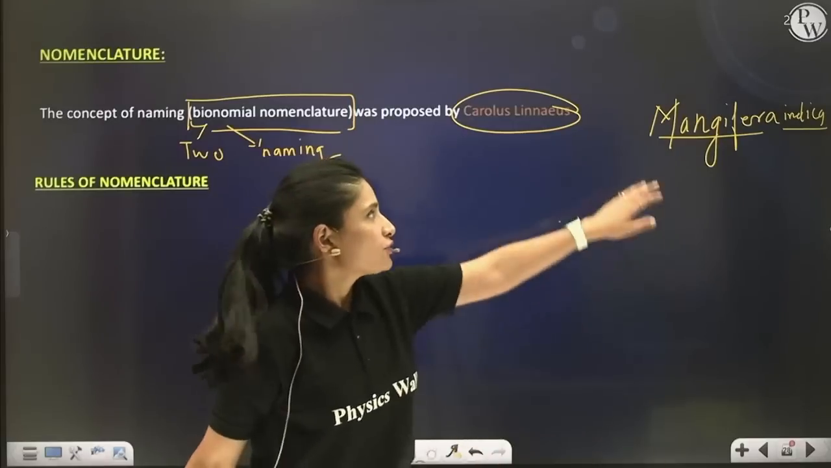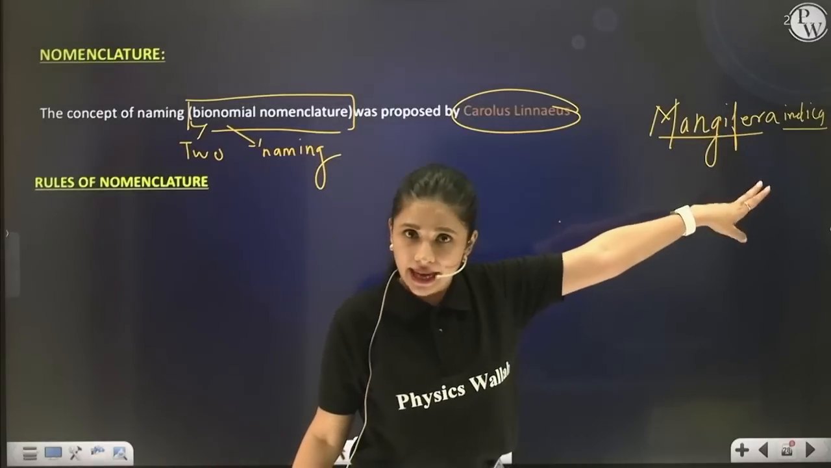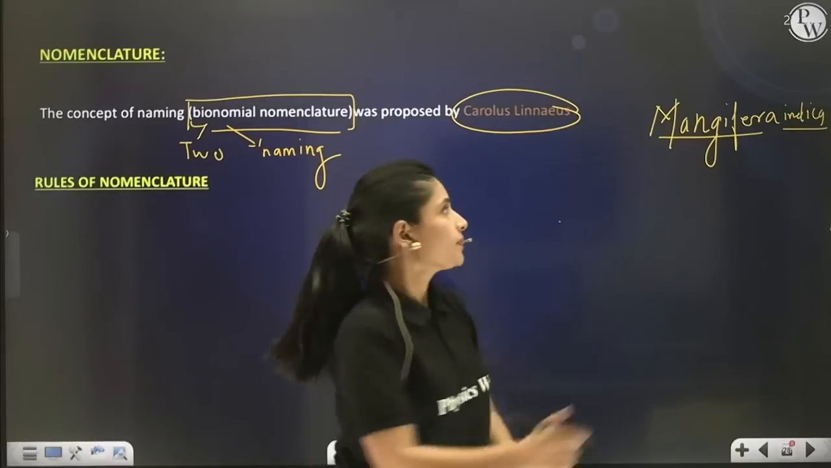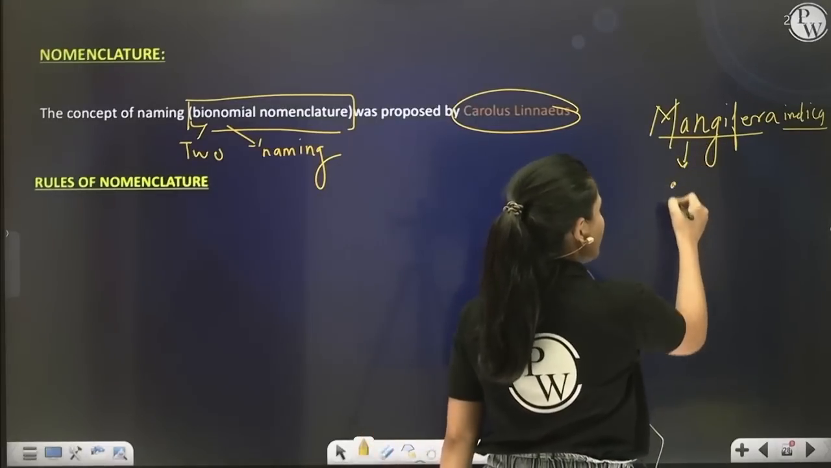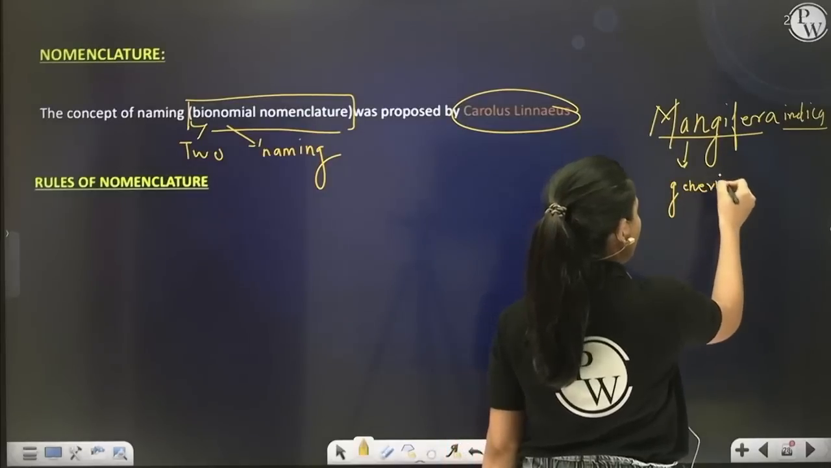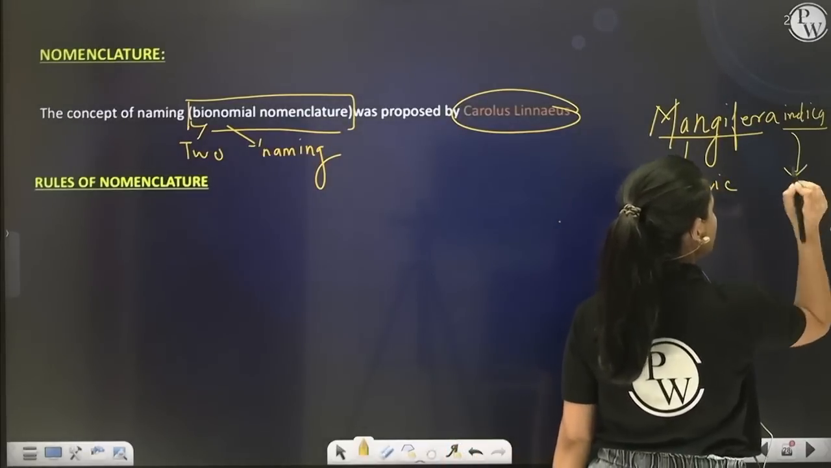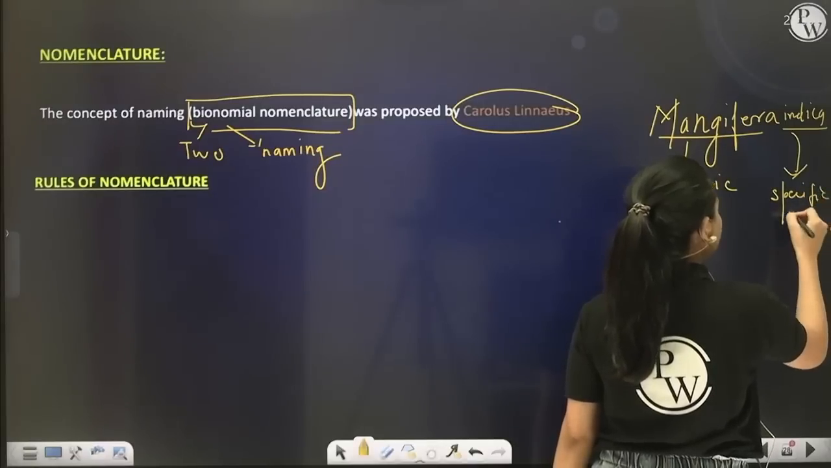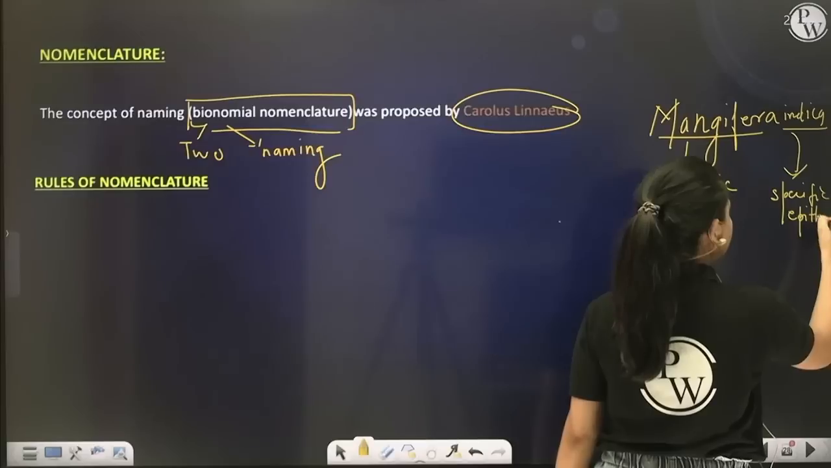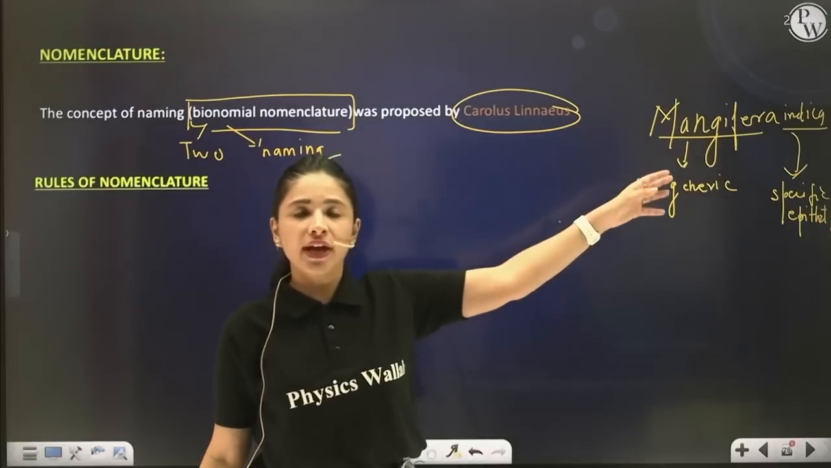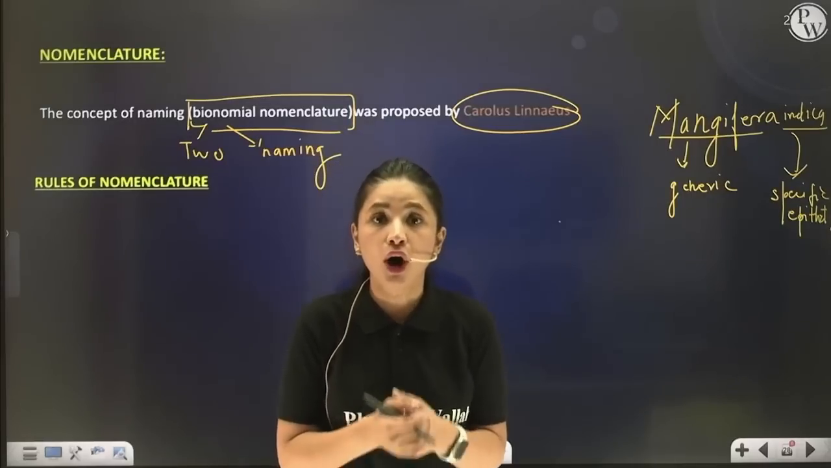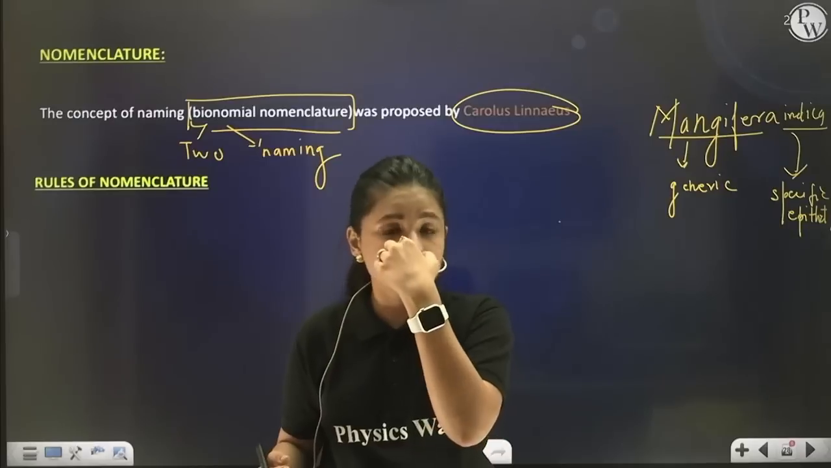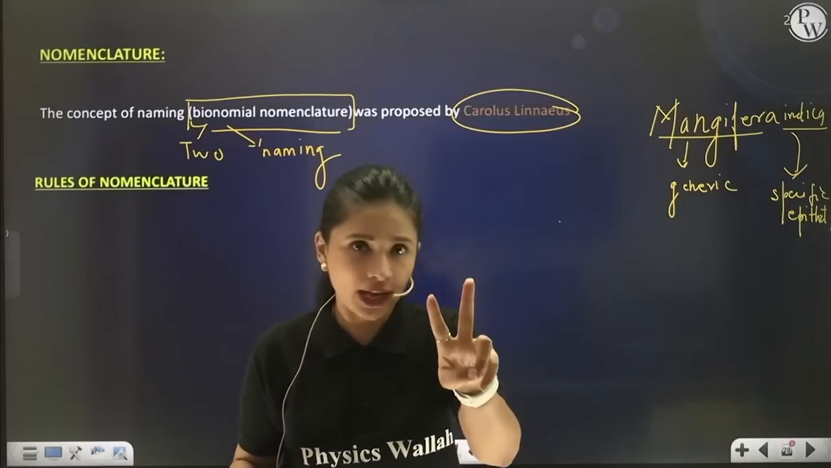Can you see that this mango scientific name is having how many naming positions? Two. The first naming position is representing the generic name, whereas the second naming position is representing the specific epithet. And this Mangifera indica is overall the species of mango. So according to Carolus Linnaeus, any scientific name should have two naming positions.